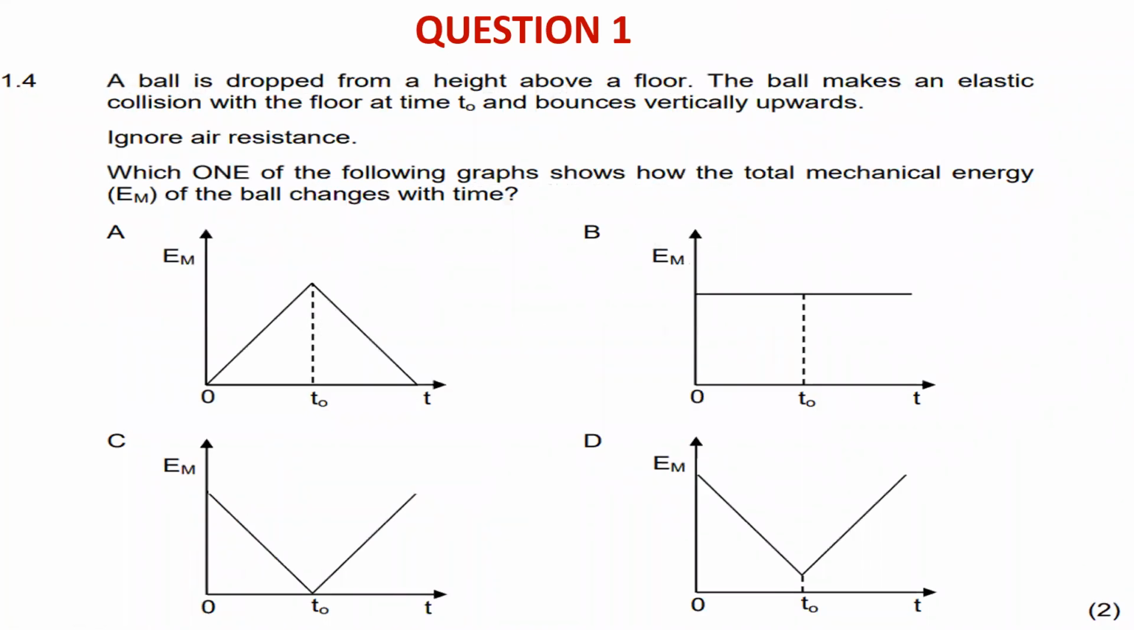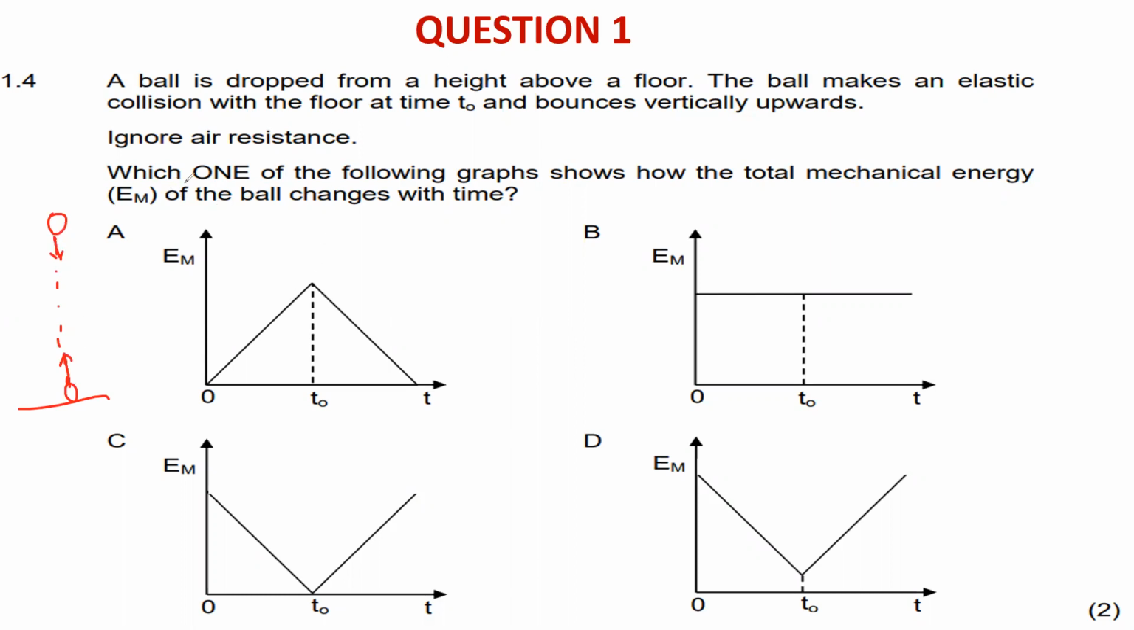Next question. This one, work and energy. A ball is dropped from a height to the floor. The ball makes an elastic collision with the floor at time t0. Okay. You have a ball. Let's draw and let's try to explain. You have a ball and it is coming down and hits the floor, just coming back. Okay, this one is happening now.